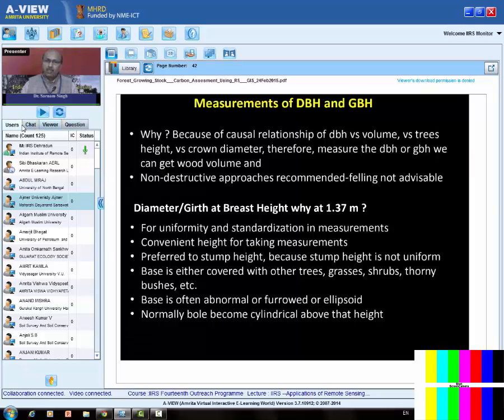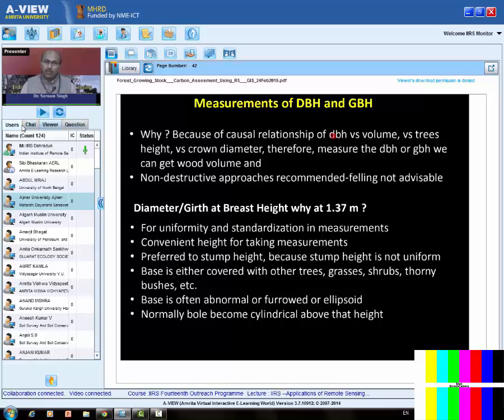Now, once we have laid the sample plots, we need to do the measurements of either the DBH or the GBH, any one of them. Normally for DBH we need a caliper, and for GBH we need a simple ordinary tape, maybe a metallic tape, which can give you the girth. Why do we need to take it? Because the GBH and DBH and the crown and the tree height and the volume have a causal relationship.